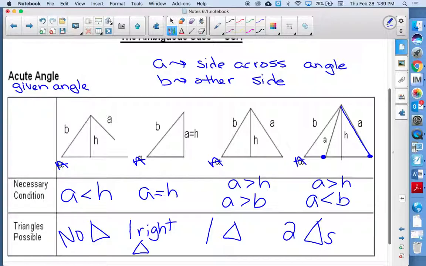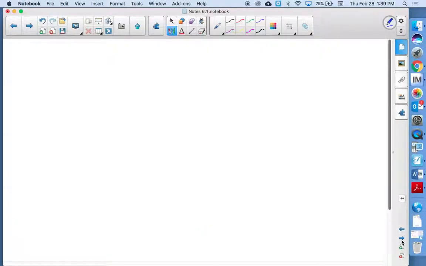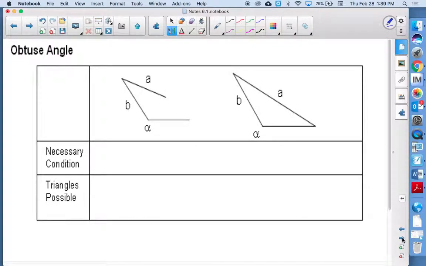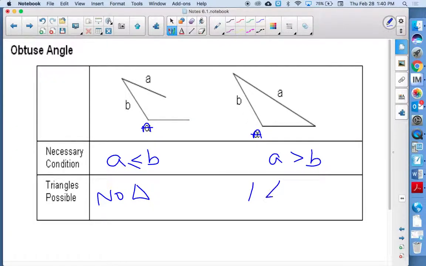And then the other 2 options, the height doesn't matter because it's obtuse. So your given angle is bigger than 90 degrees. If A is less than B or equal to it, there is no triangle. Even if it's equal, it's not going to be long enough to connect. It must be bigger for one triangle to exist.